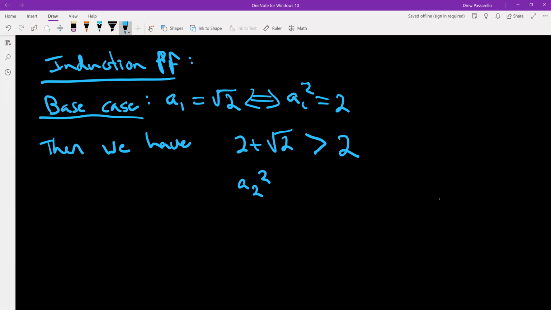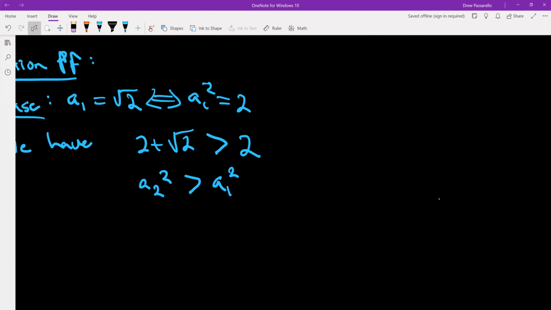So we have a2 squared greater than a1 squared. And we know by property of real numbers, that's if and only if a2 is greater than a1. All right, so hopefully that makes sense.